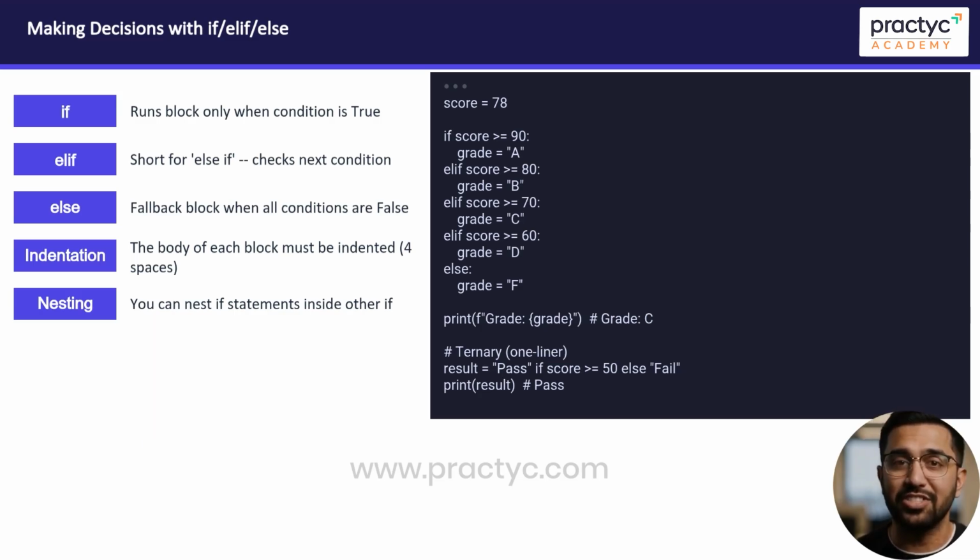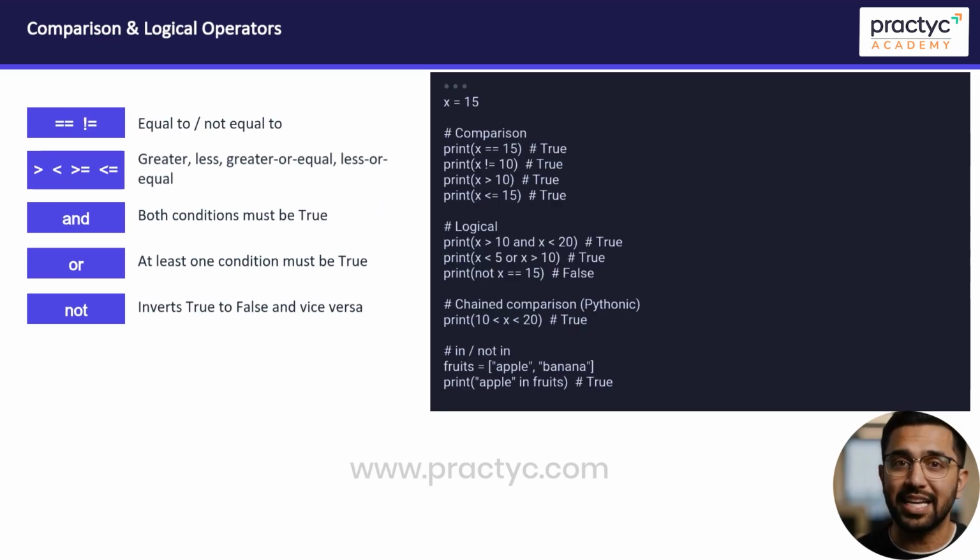Ternary operators offer concise conditionals like determining pass or fail. Comparison operators like equals to and not equals to check equality and inequality. Logical operators such as and, or, and not evaluate multiple conditions. For example, x equal to 15 satisfies x greater than 10 and x less than 20.